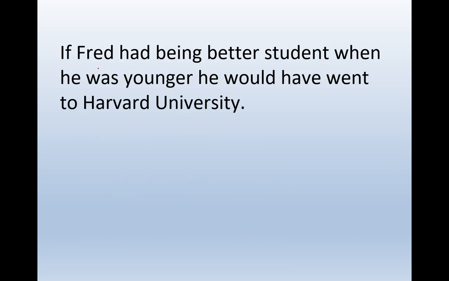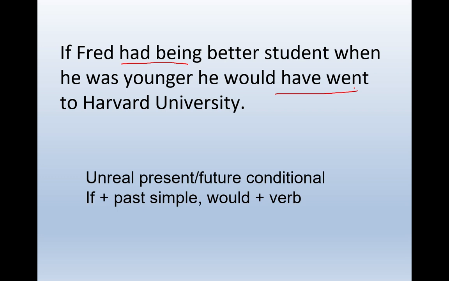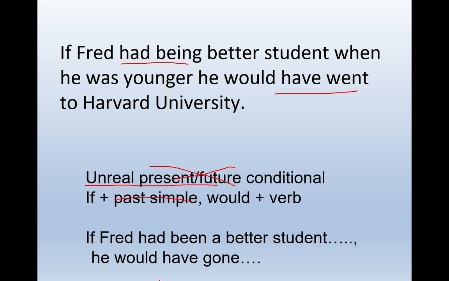If Fred had being a better student when he was younger, he would have went to Harvard University. He didn't go to Harvard University. And he wasn't a better student. So this would be an unreal past conditional. So it should be if plus past perfect and then would have plus V3. So if Fred had been, that's my past perfect, a better student, he would have gone to Harvard University.